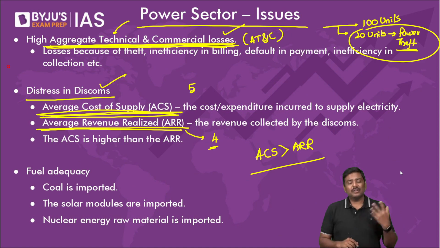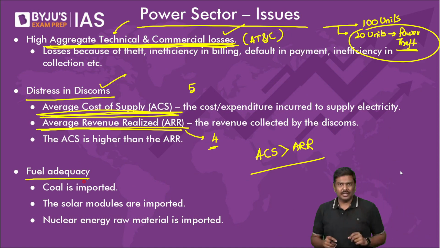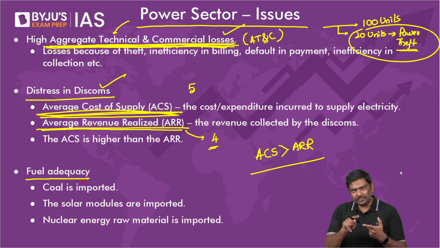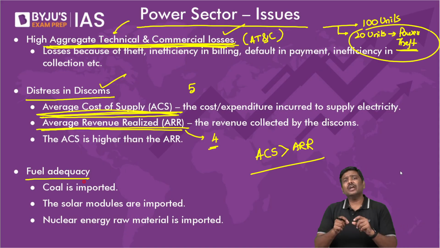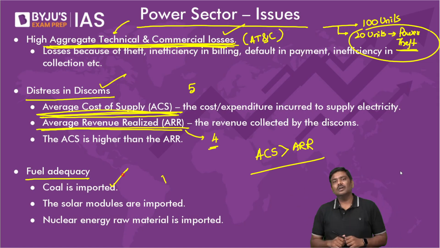Done? Apart from this, what about the fuel availability? You have more than 50% of the production, you get it from coal. We do not have very good quality coal in India. We import coal from the rest of the world.